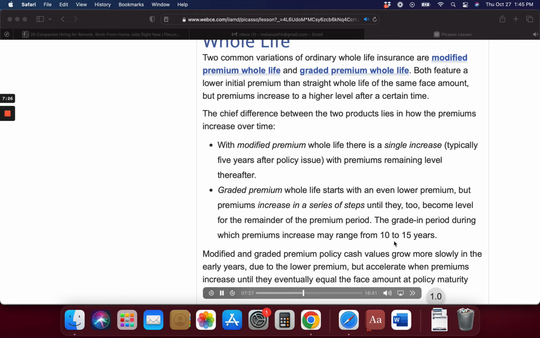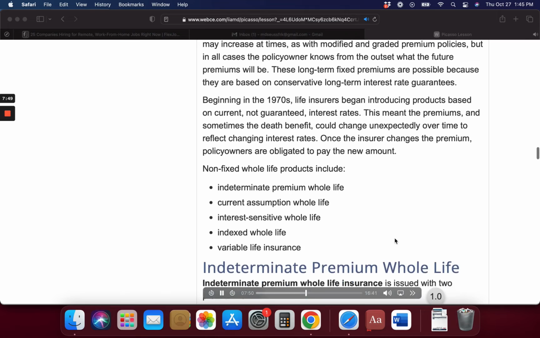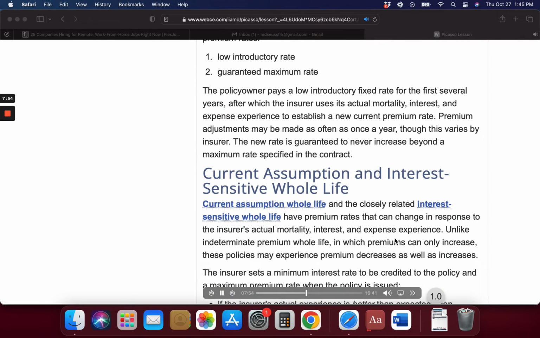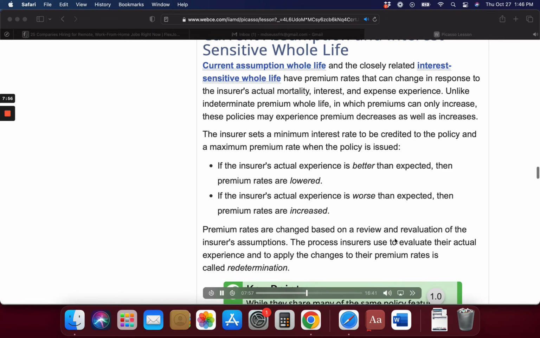Indeterminate premium whole life. Indeterminate premium whole life insurance is issued with two premium rates: a low introductory rate and a guaranteed maximum rate. The policy owner pays a low introductory fixed rate for the first several years, after which the insurer uses its actual mortality, interest, and expense experience to establish a new current premium rate. Premium adjustments may be made as often as once a year, though this varies by insurer. The new rate is guaranteed to never increase beyond a maximum rate specified in the contract.